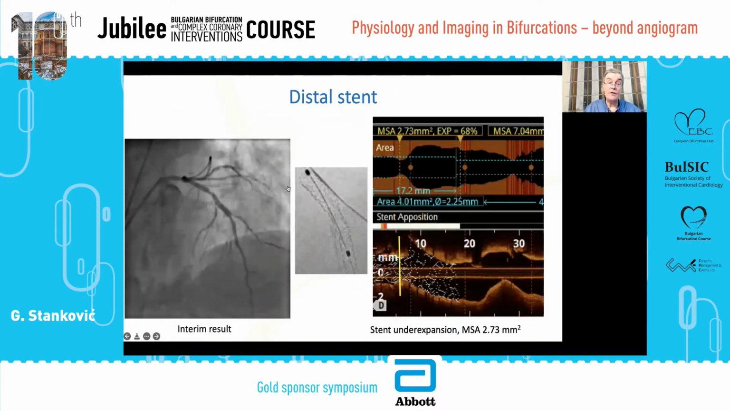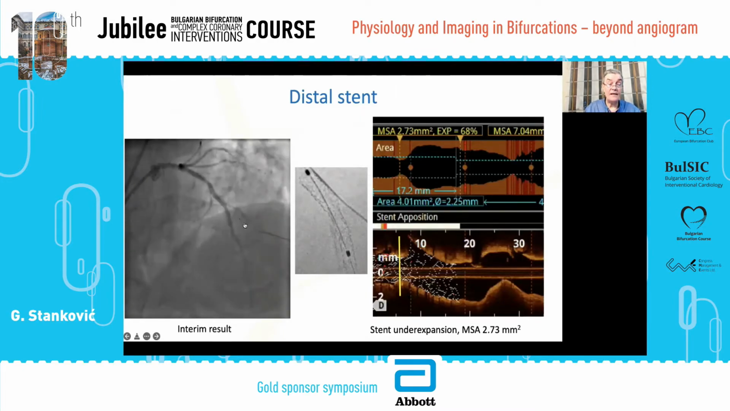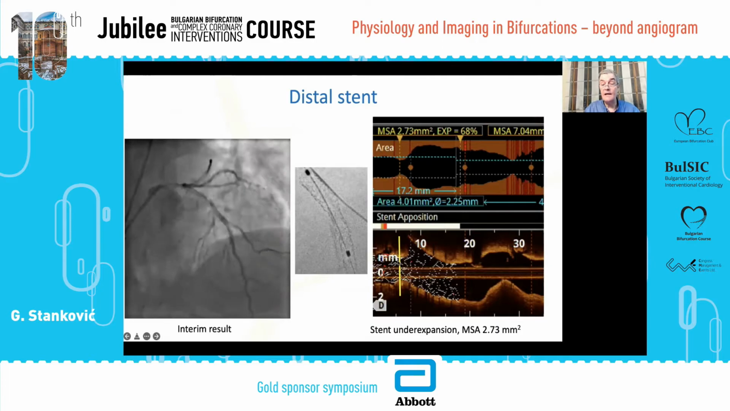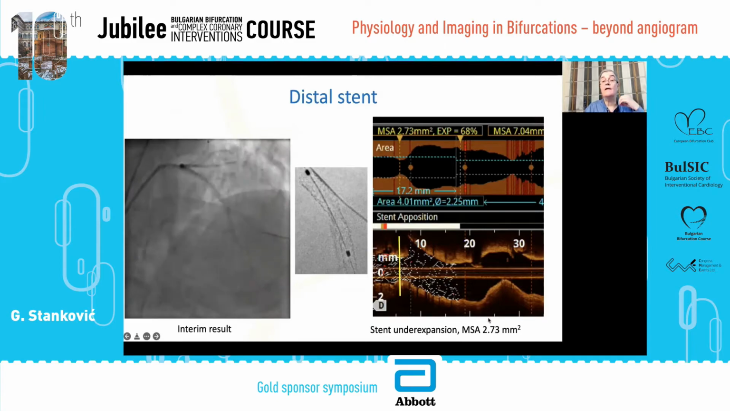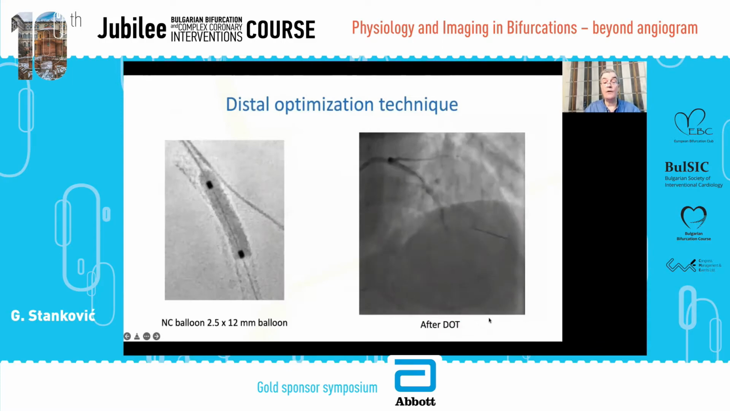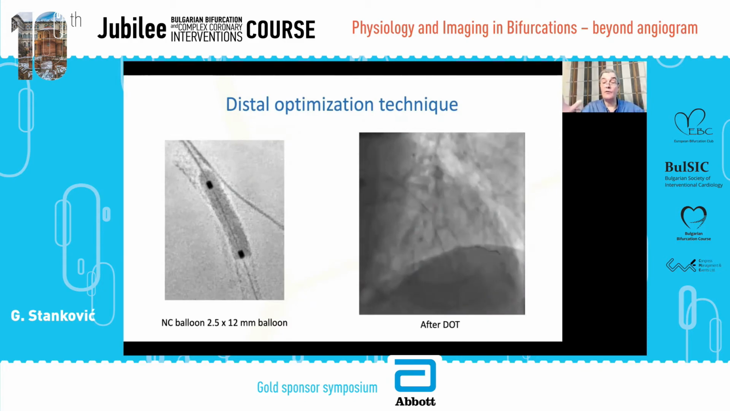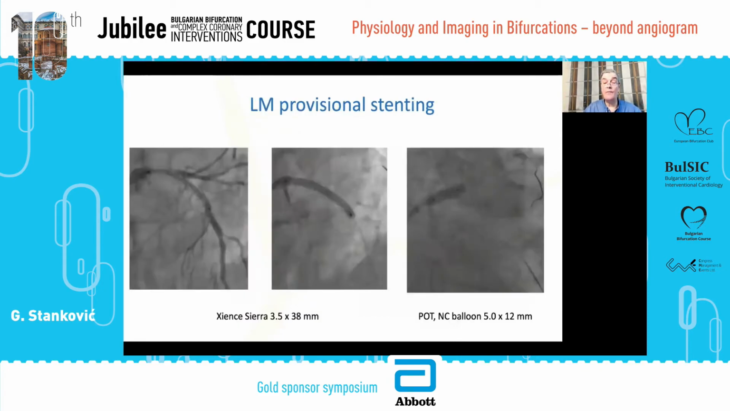This is repeat imaging. After distal stenting, angiographically it looks much, much better, but some intermediate disease is present. And if we assess stent apposition, we still have a minimal stent area of only 2.7. So we need to do distal optimization, distal to the bifurcation. And this is an NC balloon 2.5 by 12, high pressure, and angiographically you clearly see the improvement.